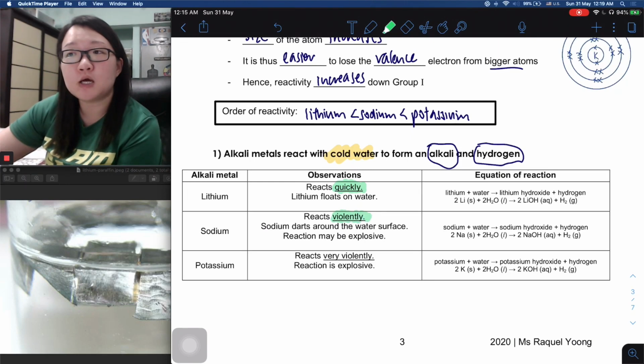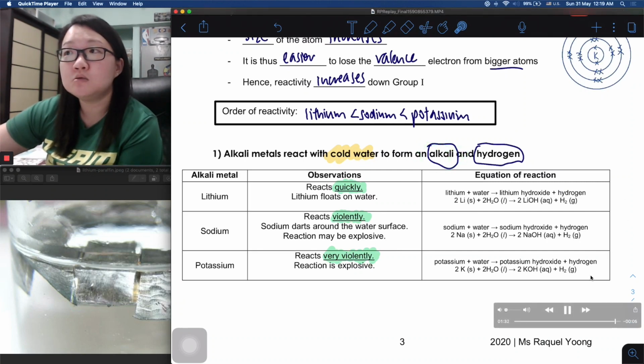Sodium, on the other hand, will react violently. Okay, so visually you also observe that the sodium will dart around the water surface, and it might be potentially explosive. Potassium, okay, it reacts very violently. That one we saw, right? In fact, there was a flame. It was a very vigorous reaction.